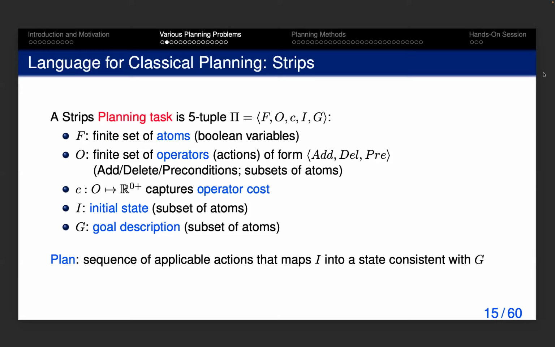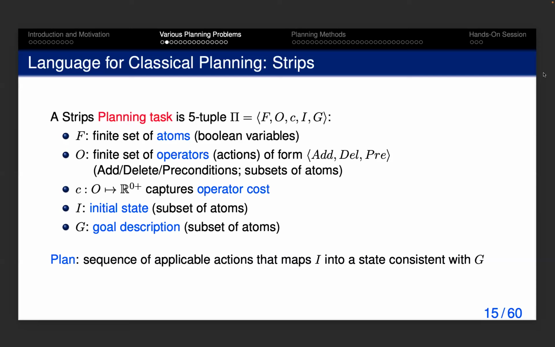Now, in order to compactly represent this planning model, we use languages, and the most famous and commonly used one is STRIPS. A STRIPS planning task consists of five elements. First is a finite set of atoms or Boolean variables. You have a set of operators that are represented by add, delete, and precondition lists, all of them subsets of atoms. You have a non-negative operator cost. You have your initial state, which is a subset of atoms. And you have your goal description that also is a subset of atoms.